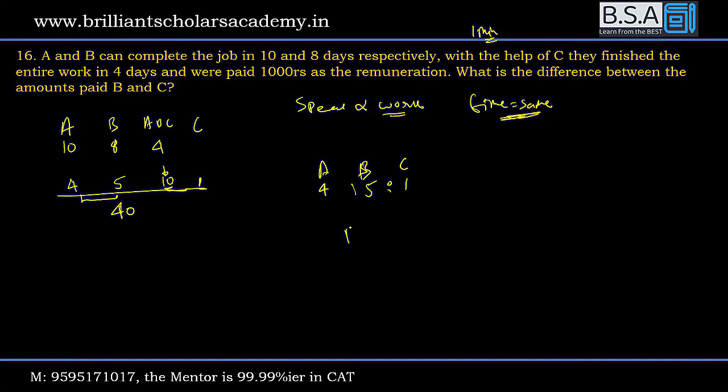How much salary will B get? B will get 5 out of 4 plus 5 plus 1, which is 5 out of 10. B will get half of the salary. Half of 1000 rupees is 500. Salary of C is 1 out of 10.